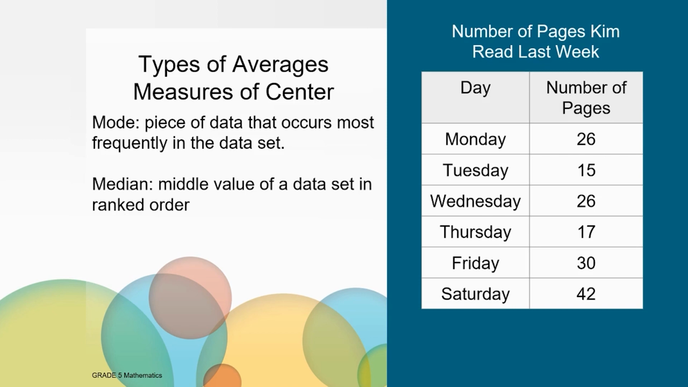The last type of average is the mean, which represents a fair share concept of the data. All the data values can be totaled and then divided by the number of data values in the set. We'll be focusing on this type of average in today's lesson.